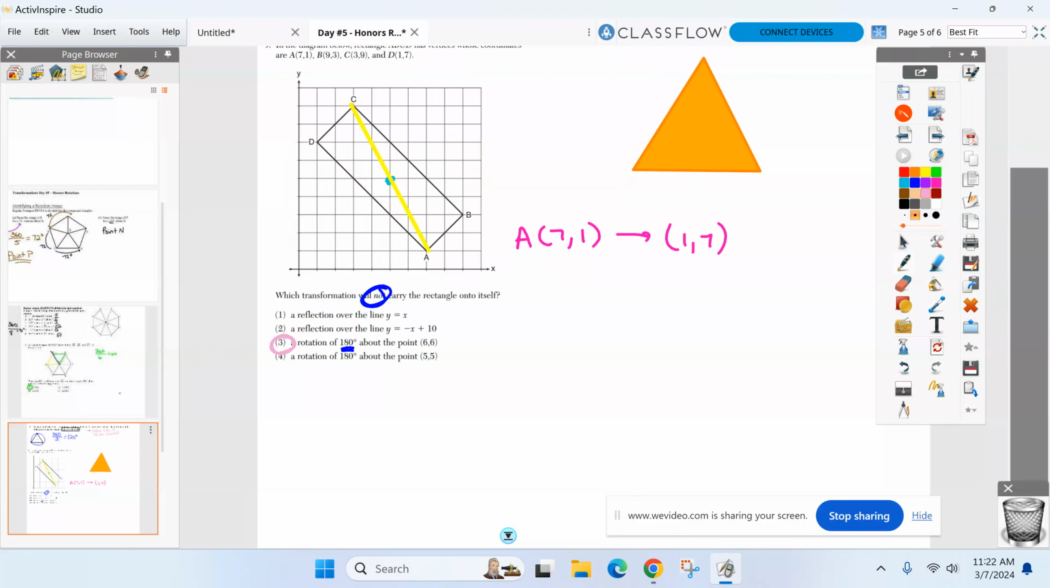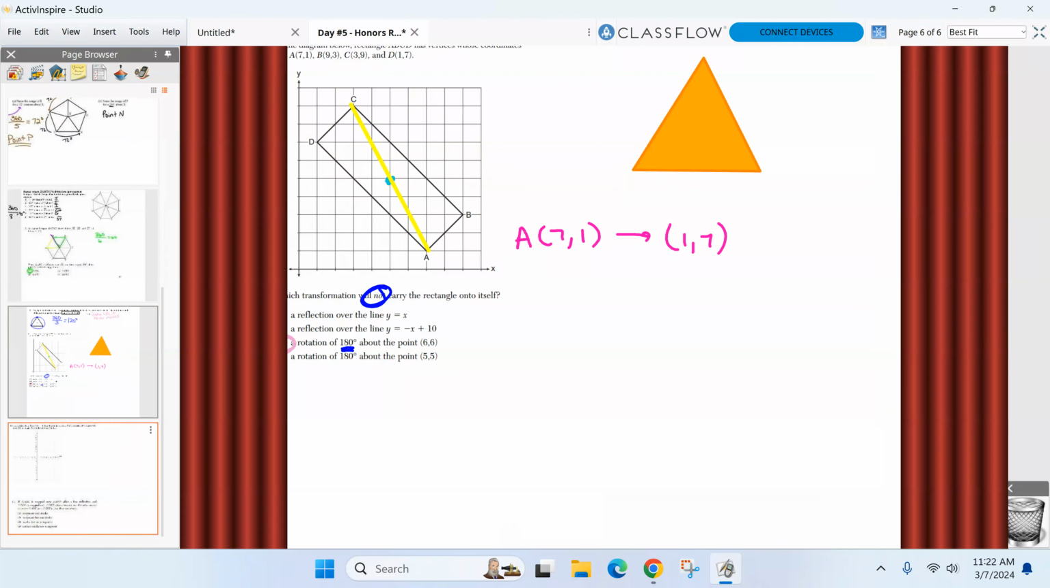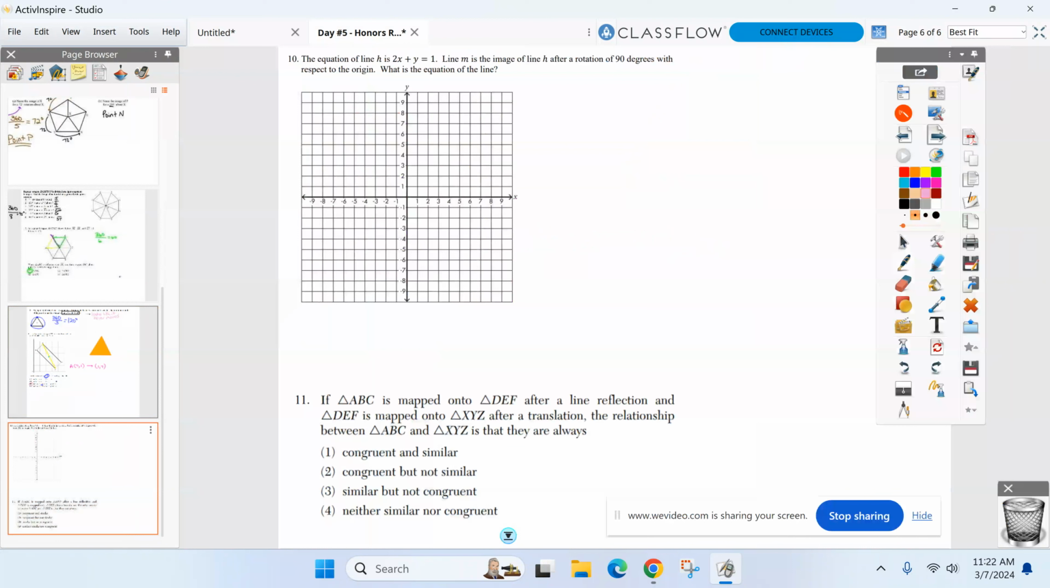Okay, good talk. All right, I'm going to do a heck of a lot less talking on this one. This is a great honors level question. We know how to rotate a point. Can we rotate a line? Darn right we can, because hey, what's a line made up of? Infinite points. So if you can rotate points, you can rotate a line. So I have line H. Here's line H. It is 2x plus y equals 1. That's line H.